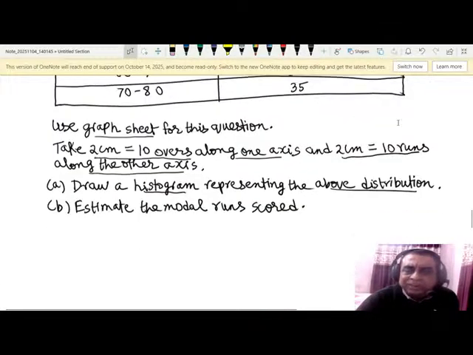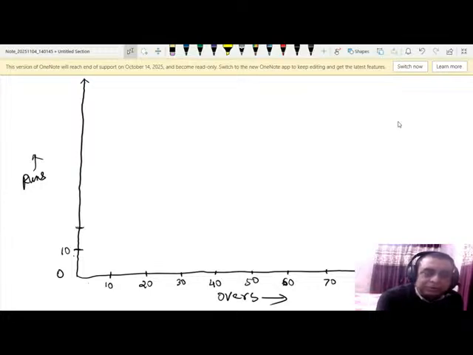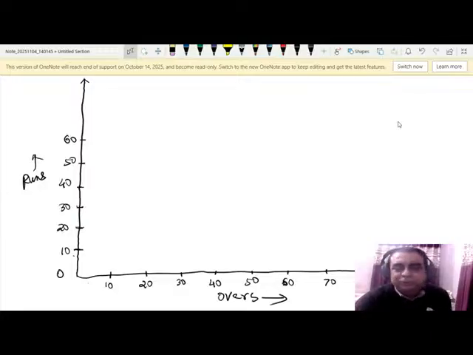The maximum number of runs is 60, so you have to plot up to 60 at least. Take a 2 centimeter gap. Here you write 10 runs. Again 2 centimeters, 20 runs. Again 2 centimeters, 30 runs. Again 2 centimeters, 40 runs. Again 2 centimeters, 50 runs. Again 2 centimeters, 60 runs. So we have to draw up to 60.